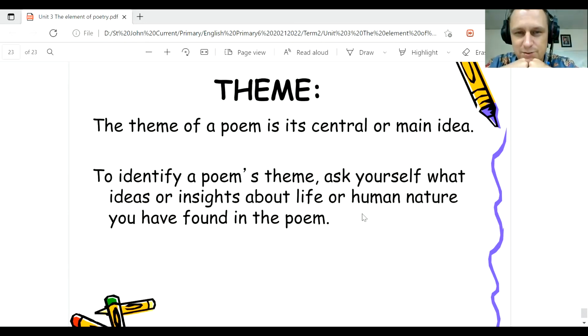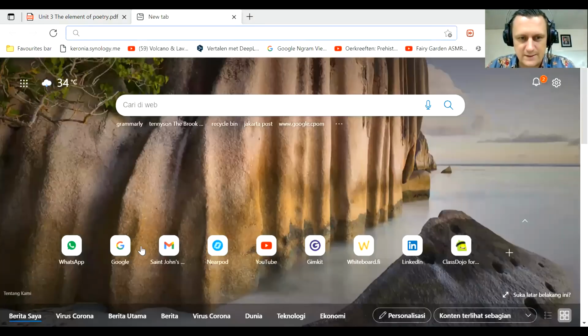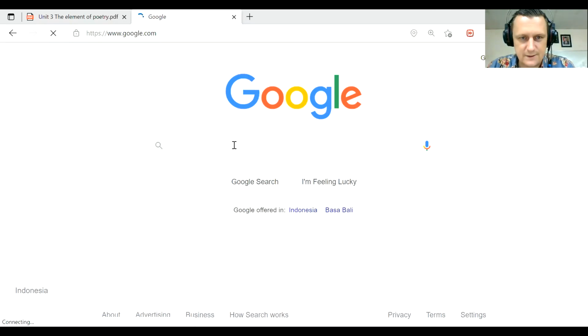and responsibilities and demands, right? Theme, it is the central or main idea. To identify a theme, you need to ask what ideas or insights about life or human nature you have found in the poem. Well, not all poems have that kind of theme. There's one that I want to find. I haven't found.